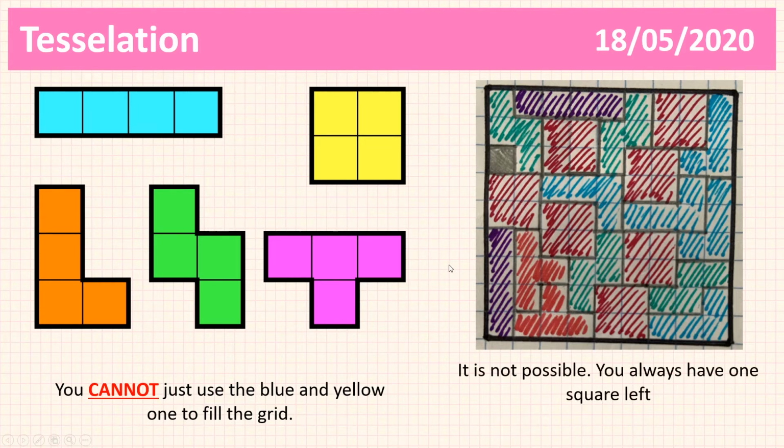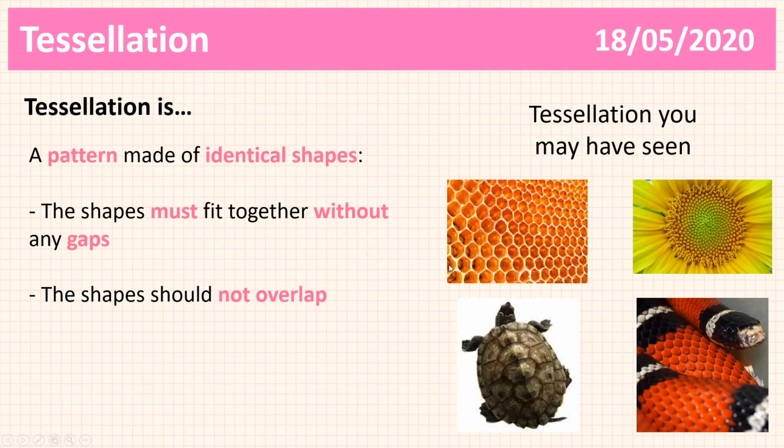Now before we do anything, we need to understand what tessellation is. Tessellation is a pattern made of identical shapes or an identical shape. For example, you could take a square and fill an area with it, and the identical square would fill the area. You could take triangles and fill an area. Like we did before, we took a bunch of different shapes, but we used the same types of shapes. We had a set of shapes and we just used those to try and fill an area. That's what tessellation is. And the shapes must fit together without leaving any gaps.